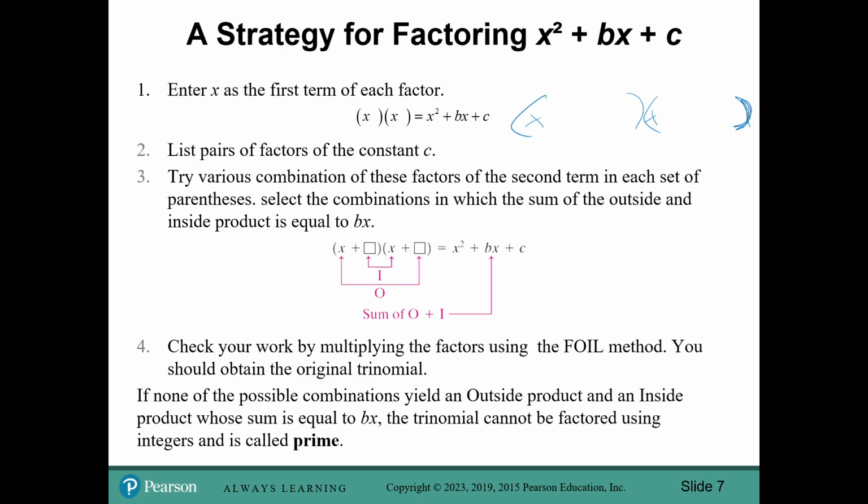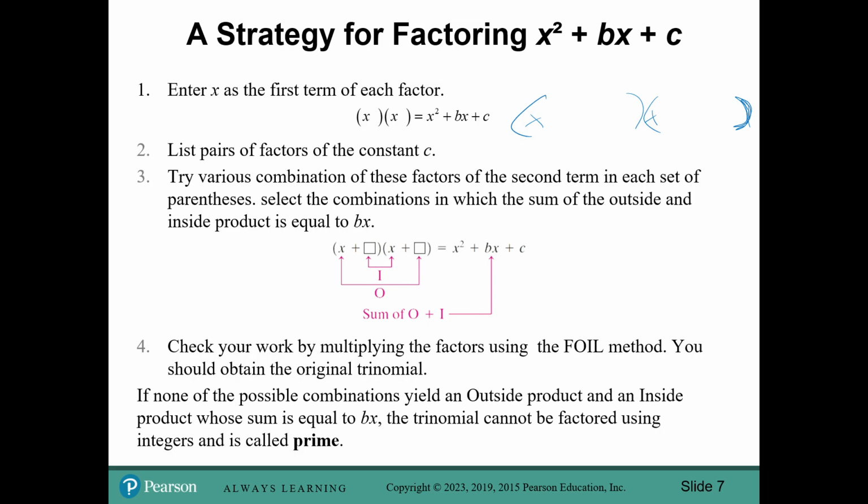Number 2, list pairs of factors for the constant c. Then we'll try the various combinations of these factors as the second term in each set of parentheses. Select the combinations in which the sum of the outside and inside products is equal to bx. This will make a little more sense when we put pencil to paper.